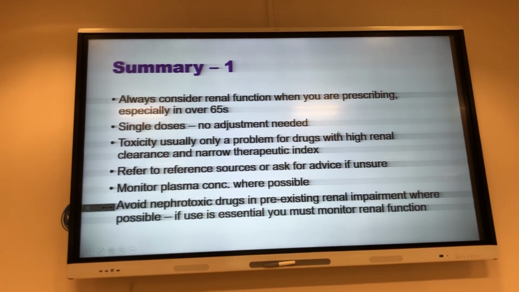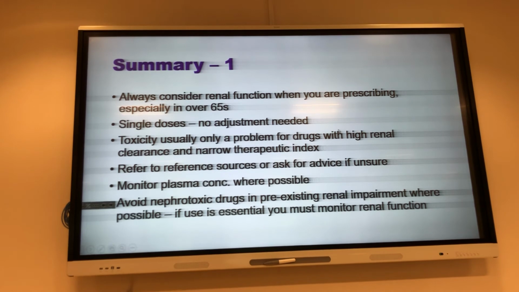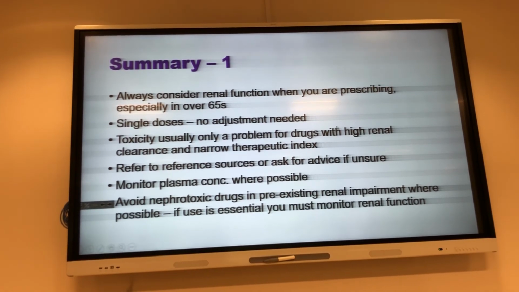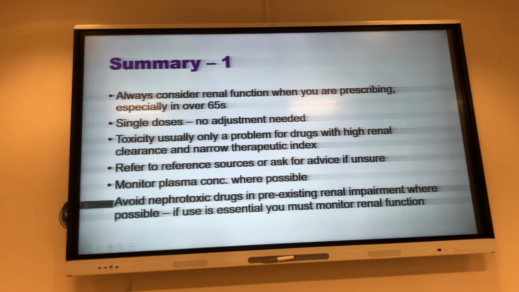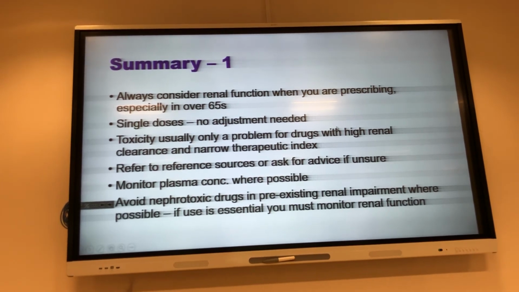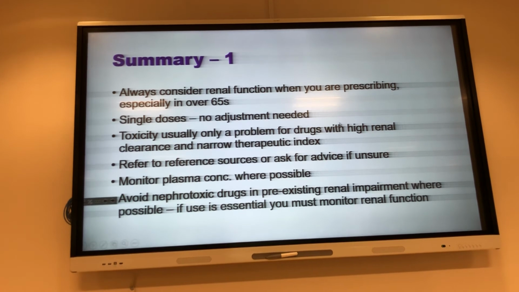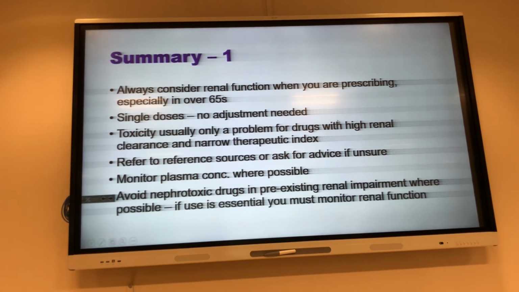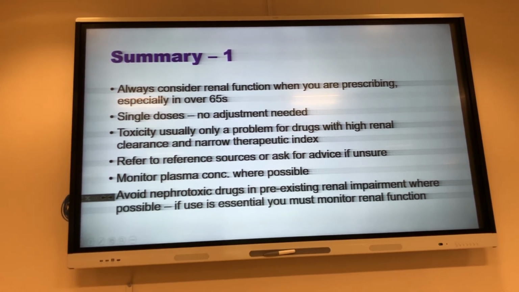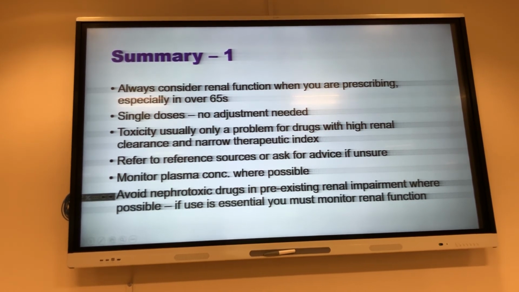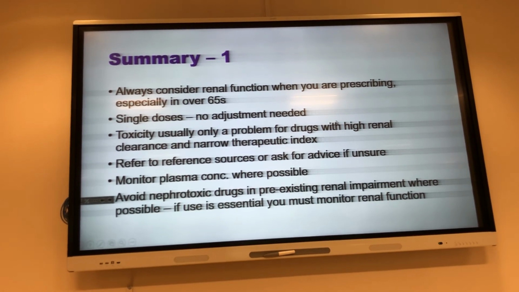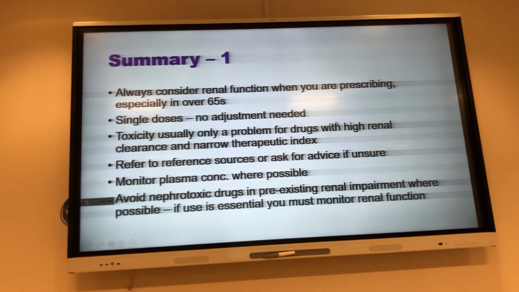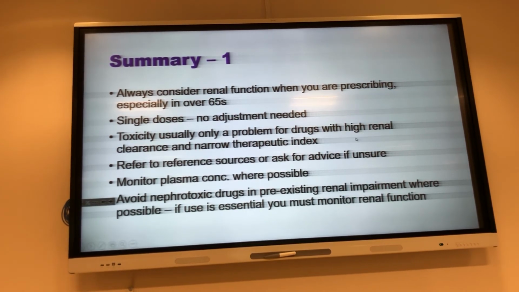Okay, so to summarize, when it comes to dosing, you need to understand that renal function is always reduced in patients who are 65 plus. So we usually assume that they have chronic kidney disease. When it's a single dose, we don't have to do any dosing adjustment. We just leave the dose as it is if it's given once. Toxicity is usually a problem with drugs that have high renal clearance and a narrow therapeutic index. But most drugs are safe, with a broad therapeutic index and liver metabolism.